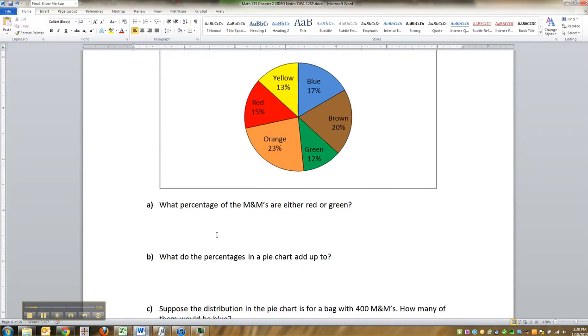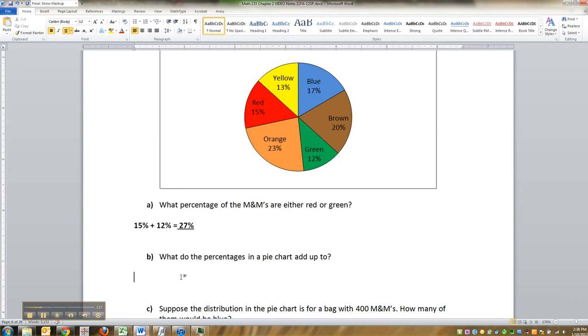Now we just have to answer questions about it. So what percentages of the M&Ms are either red or green? Well, red is 15, green is 12. So you'd add 15% plus 12%, which makes 27%. Oops, I don't want all that. All right, I want the answer underlined.